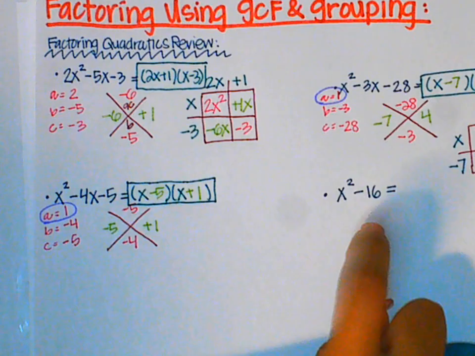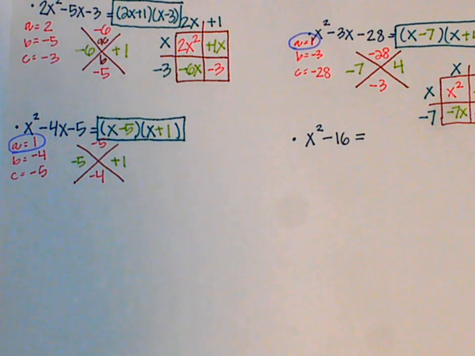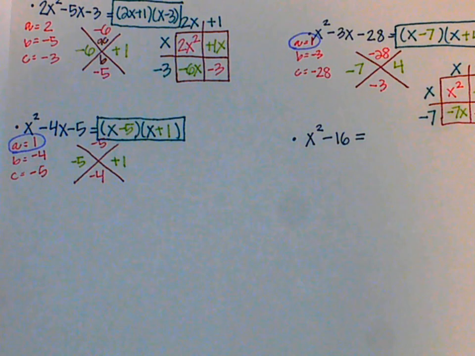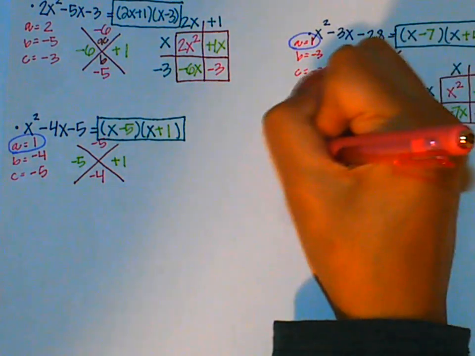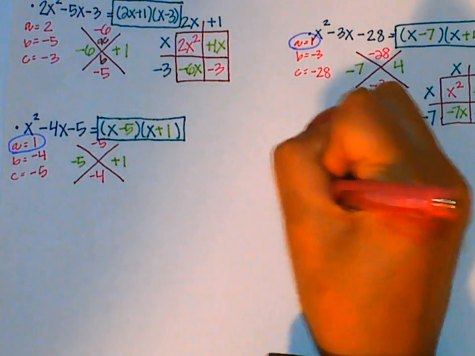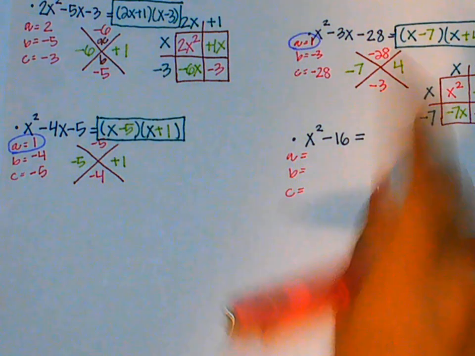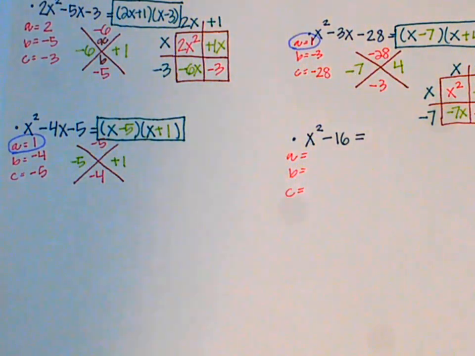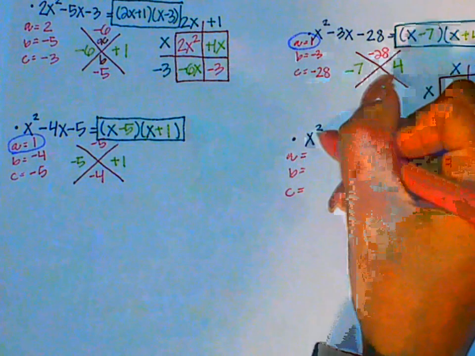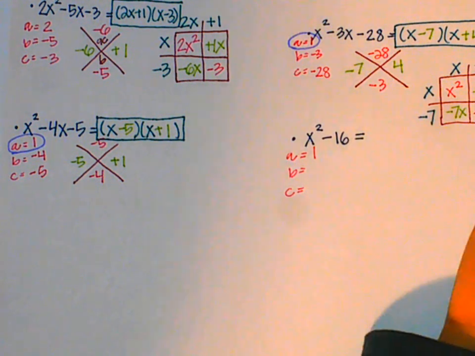So we have one more example here. You can pause it and try it on your own. This one is set up a little bit different. You notice that we only have two terms here, where we had 3 in every other one. So my a is going to be the number in front of x squared, which in this case is 1, which is a good sign for us.